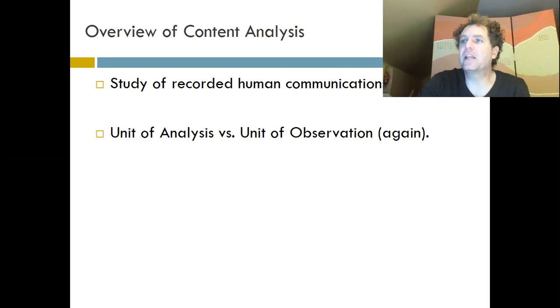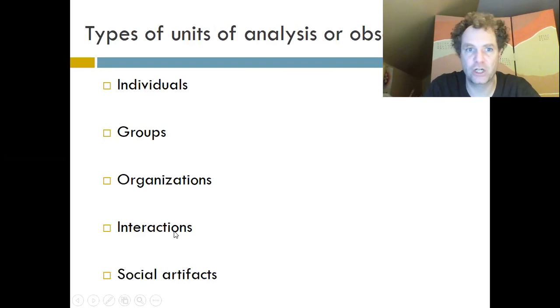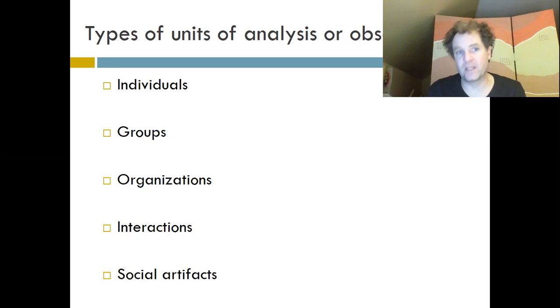The unit of analysis is the type of thing that you are examining or analyzing in the world, right? It's the conceptual object of your research. As I mentioned in class, your conceptual object could be individuals, groups, organizations, interactions, or social artifacts. You're examining these things and you want to understand something about them. That's your unit of analysis.